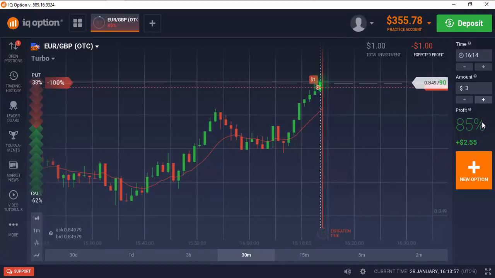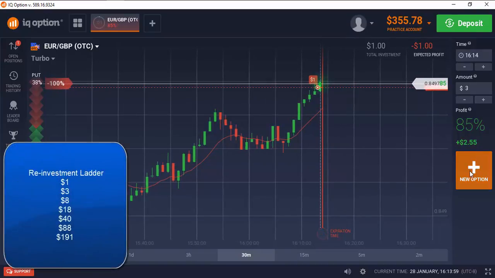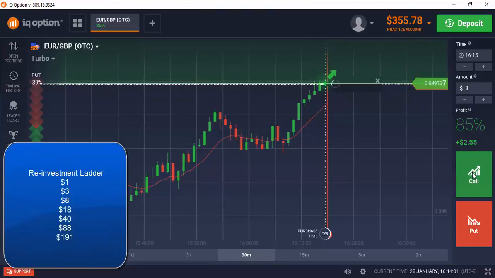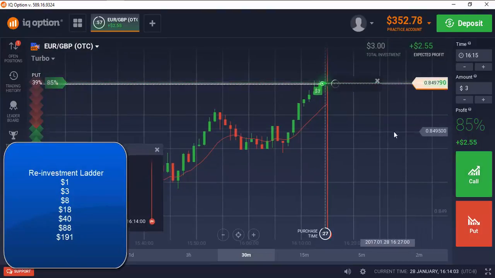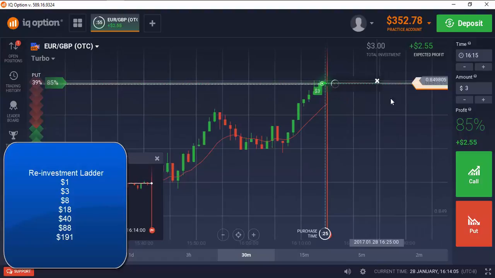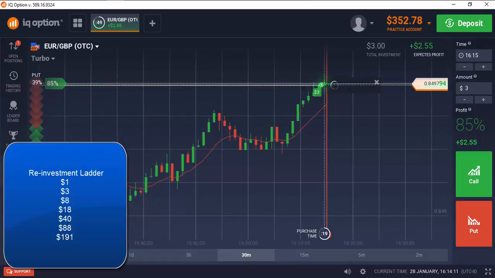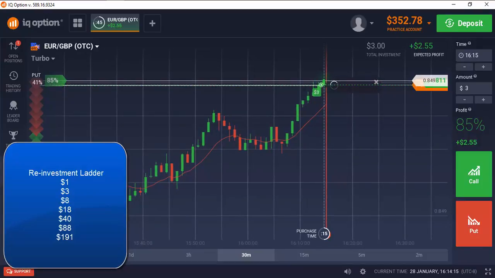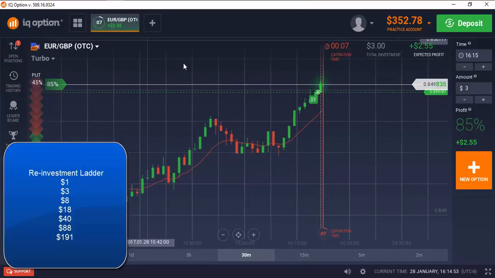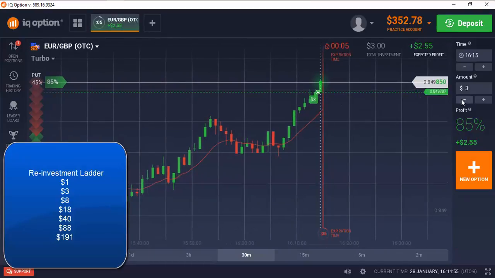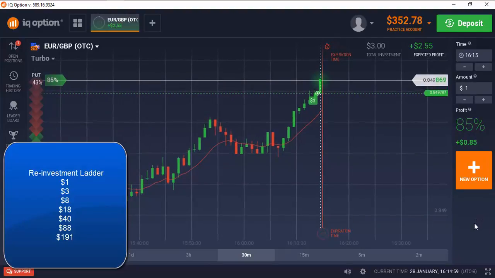Getting ready to reinvest because, great, that was a losing trade, so we reinvest in the opposite direction. Increment to 3. You will see the reinvestment ladder on the left side of the screen. Okay, this looks like a winning trade, so I return to my $1 trade and take an opposite direction trade.